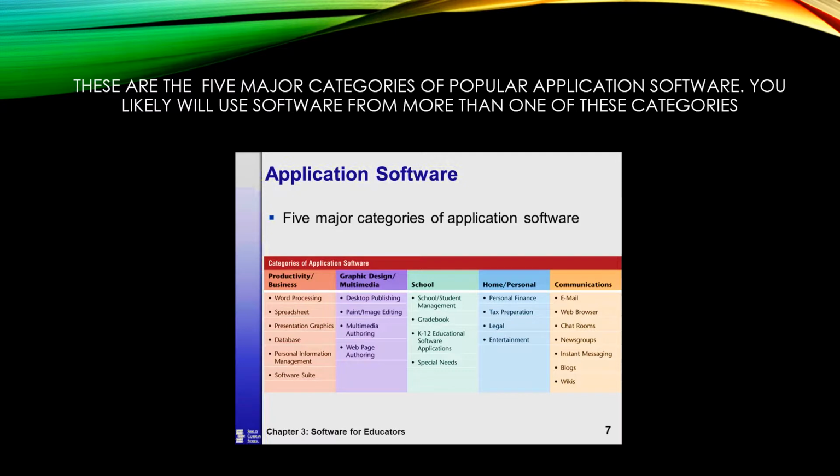And there are 5 major categories of popular application software, and you will likely use software from more than one of these categories. So like right here, you can see it has school, but you might use it for home and personal or communications. So you might use it for something different. But it says that the K through 12 educational software applications is what the database is used for.